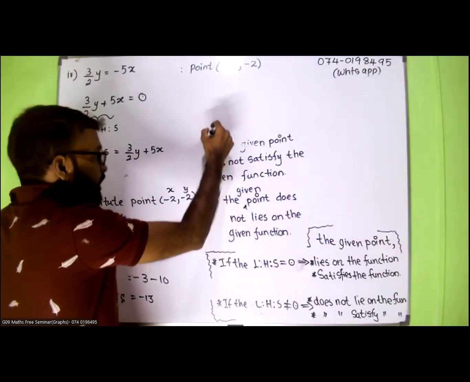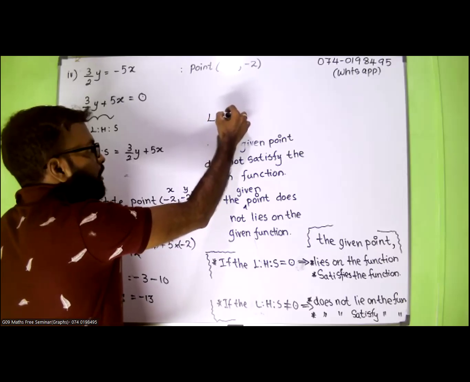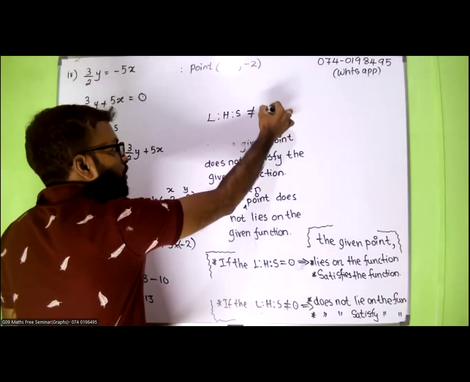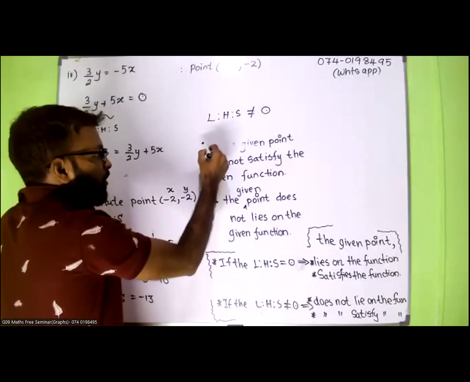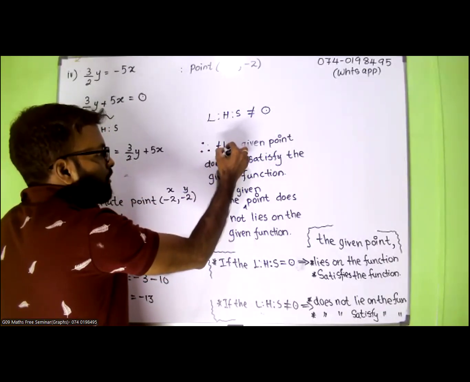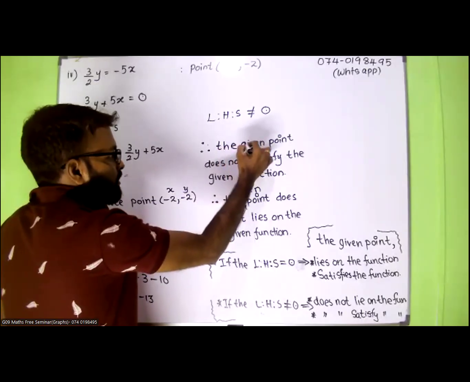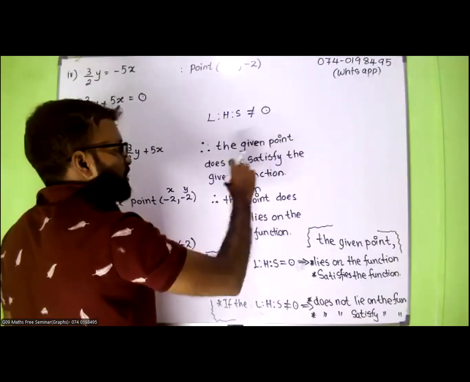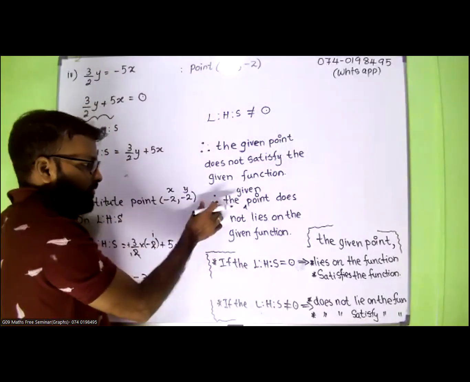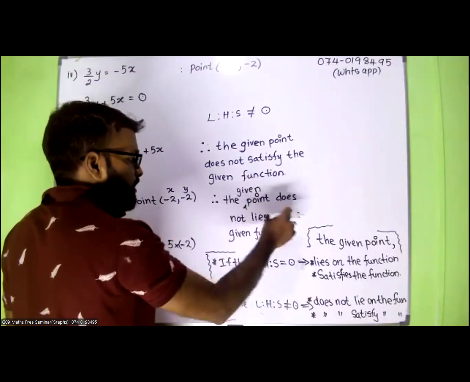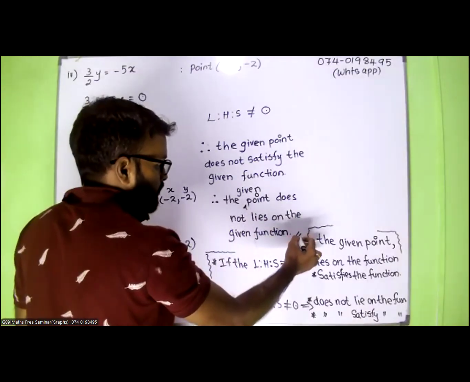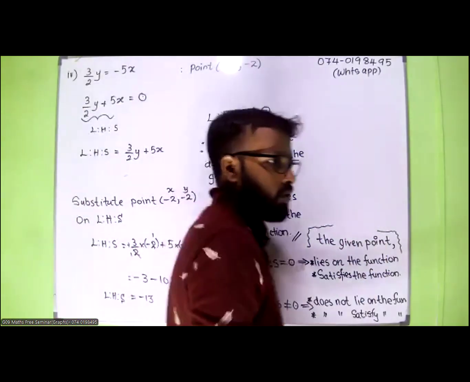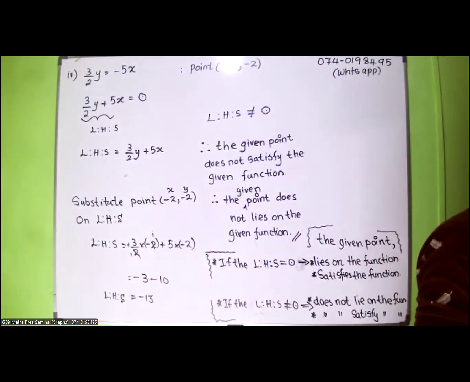LHS, left hand side, does not equal 0. Therefore, the given point does not satisfy the given function. Therefore, the given point does not lie on the given function. So this should be the final answer. This is for your short note.